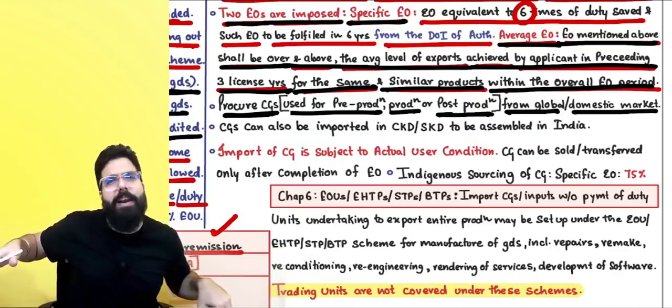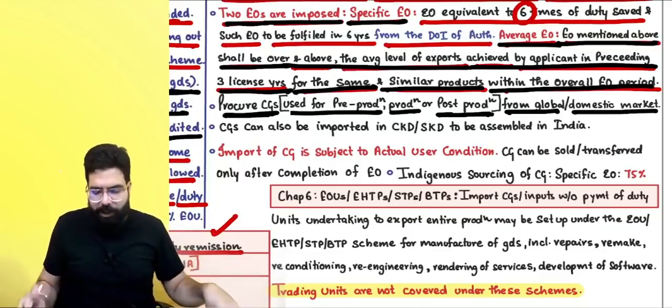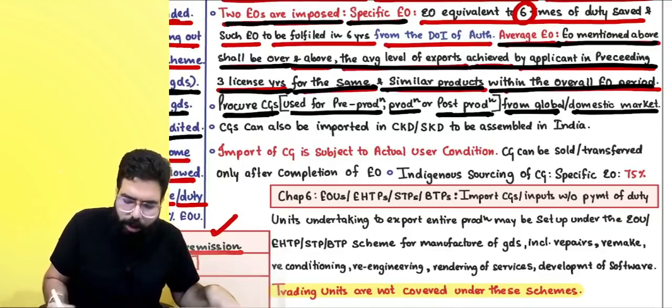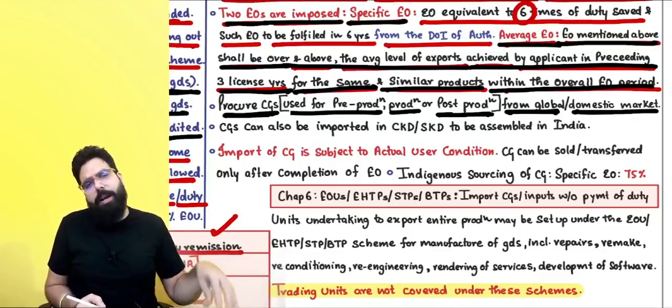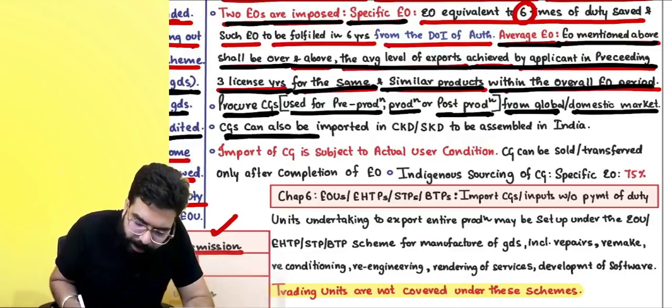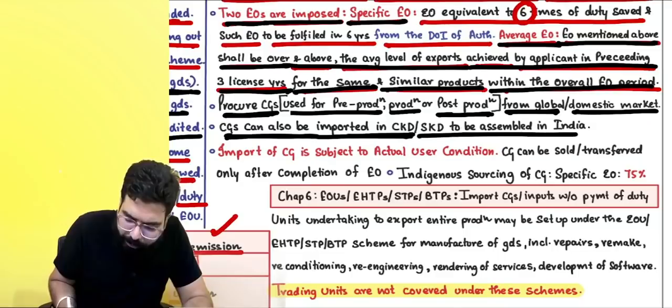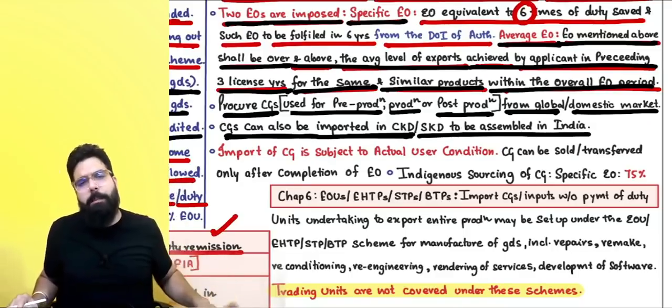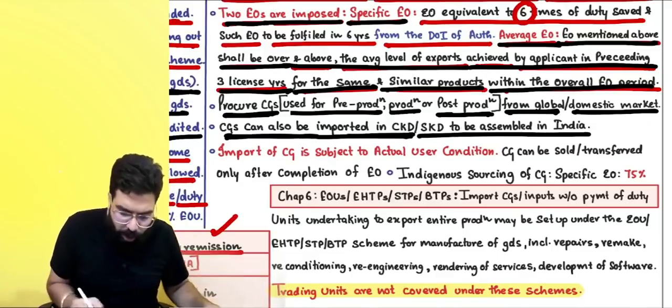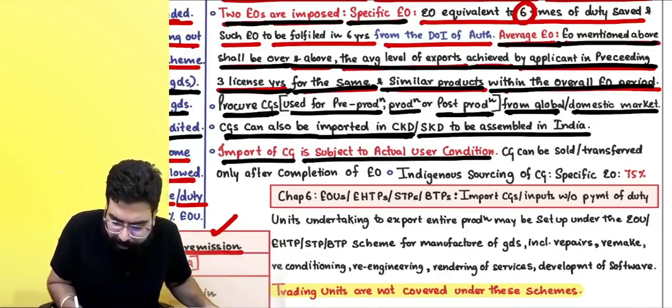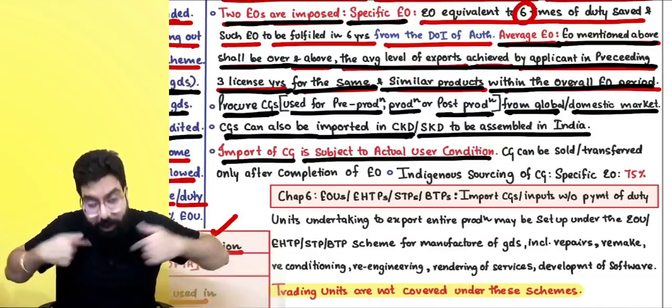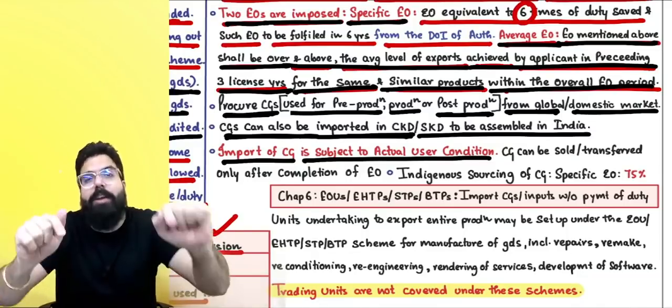For the global or domestic market, you can buy from outside India or you can buy from India. If you buy from India, you don't have to pay GST also. So they are telling that from global or domestic market, anywhere you can buy. Capital goods can be imported in complete knockdown or semi knockdown condition, and they can be assembled in India also. Import of capital goods is subject to actual user condition. Whoever has imported it is the only one who is going to actually use it.